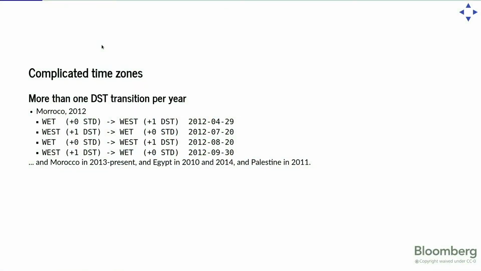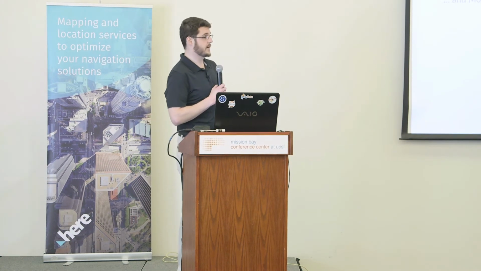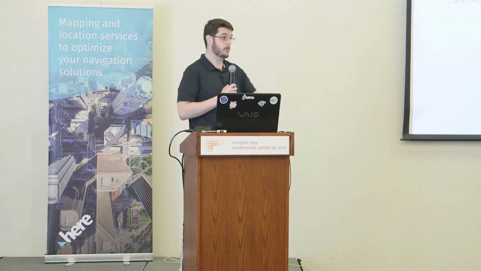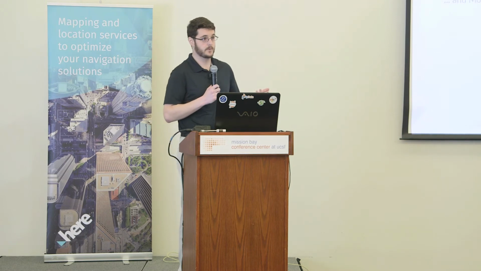Another complicated time zone issue is, you might think that if anyone has daylight saving time, they probably only transition twice a year, right? Once in and once out. But there are some zones where there's more than 1 daylight saving time transition per year. Since 2012, Morocco has undergone 2 daylight saving time transitions. One at, say, the end of April, and then a couple of months later, at the end of July, they go back to standard time for 1 month, and then they go back onto daylight saving time for a couple of months. So you might be asking yourself, why would they do this?